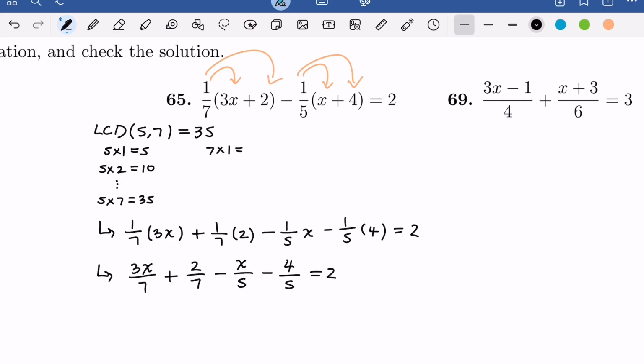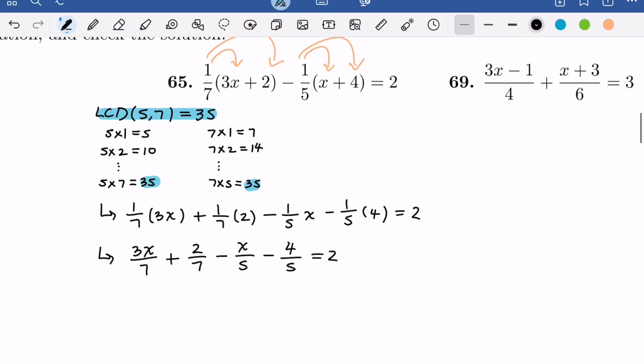We're going to get multiples of 7. So we're going to have 7 times 1, 7 times 2, all the way up to 7 times 5. And the reason why we're doing this is we want to find a common multiple between these guys. 5 times 7 gives us 35, and 7 times 5 gives us 35. So this tells us our least common denominator here is going to be that multiple, that 35 there.